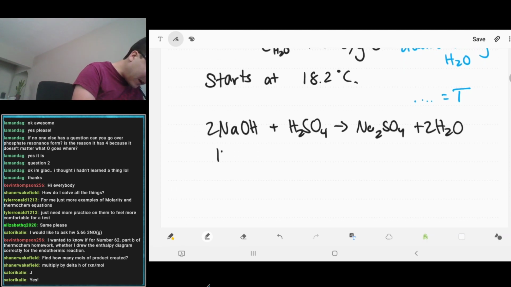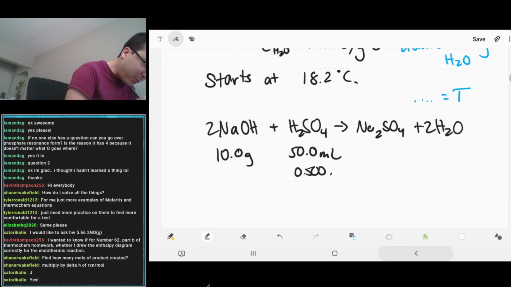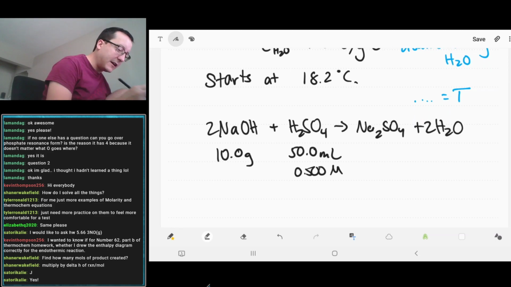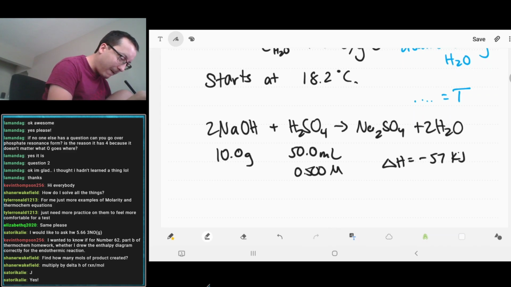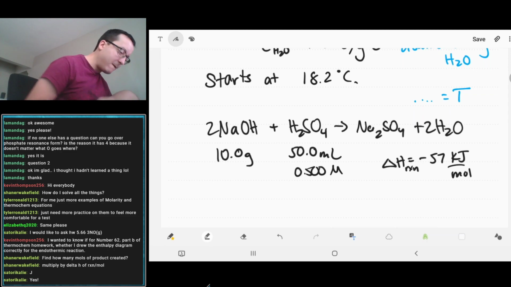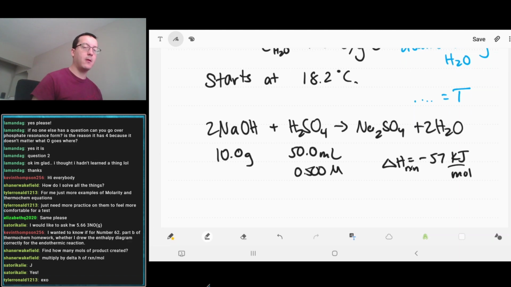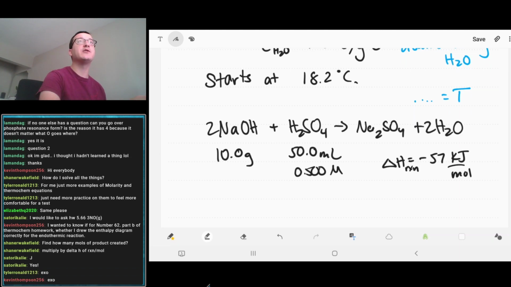Okay, so for this, we know we have 10 grams of that guy. We have 50 mLs of 0.5 molar sulfuric acid. And we also have a delta H, right? Negative 57. Right away, is this reaction exo or endothermic? It's exothermic, right? We have a negative delta H.